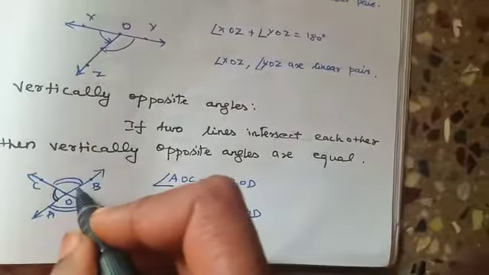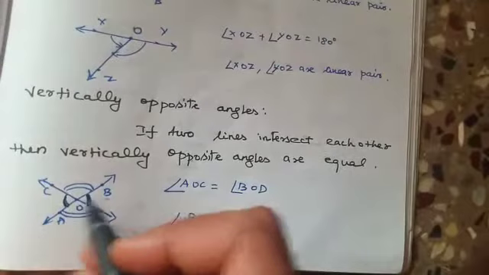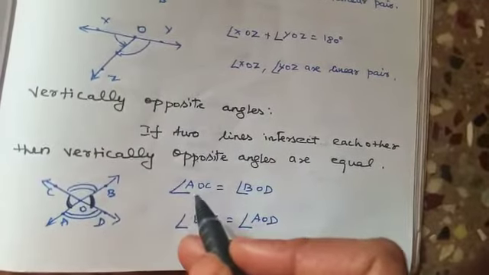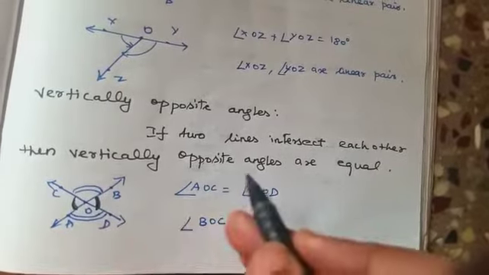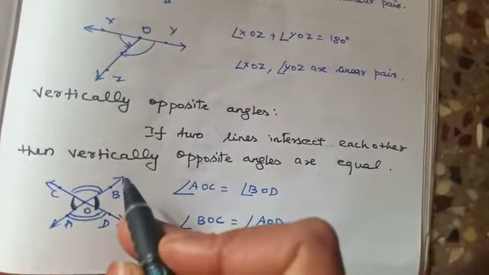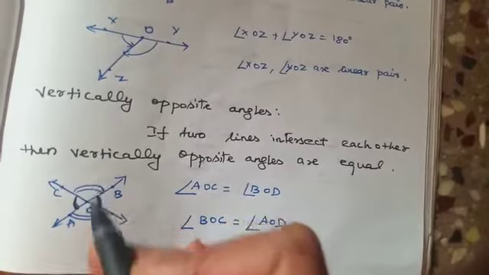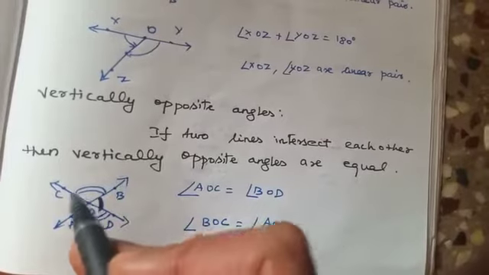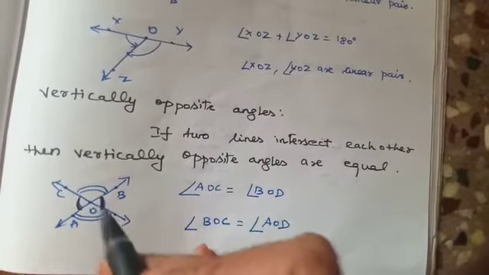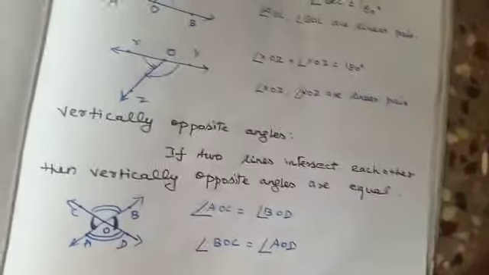These are vertically opposite angles. Vertically opposite angles are equal. So angle AOC is equal to angle BOD. Next, angle BOC and angle AOD. These two are vertically opposite angles. Therefore angle BOC is equal to angle AOD. Therefore vertically opposite angles are equal.